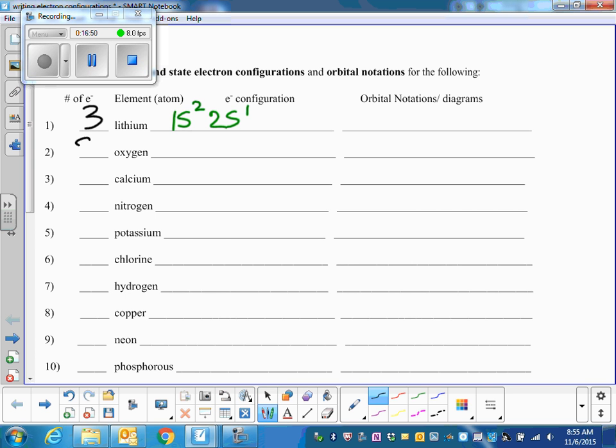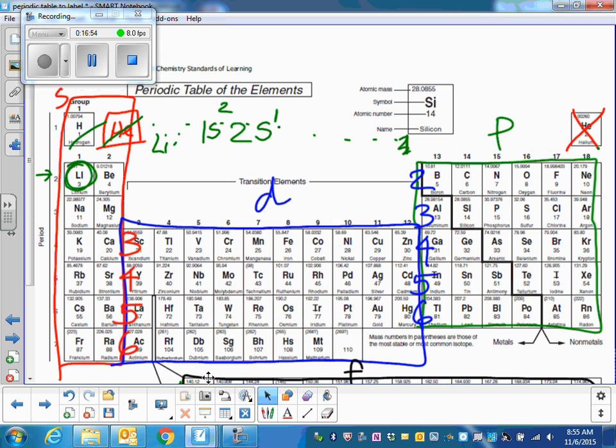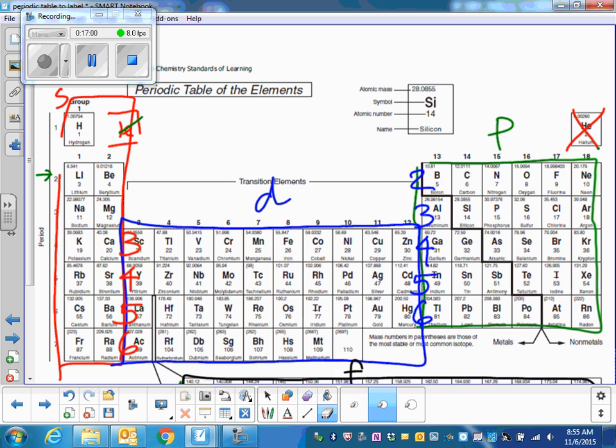Oxygen. Oxygen has 8 electrons. I'm going to go to oxygen now. Did you guys locate oxygen on your periodic table? So I have to start at the top of the page. For oxygen's electron configuration, what do I do first? Write the energy level, which is 1. What is the block? S. How many in S? 2. So 1s2. There is no 1p. I come down.